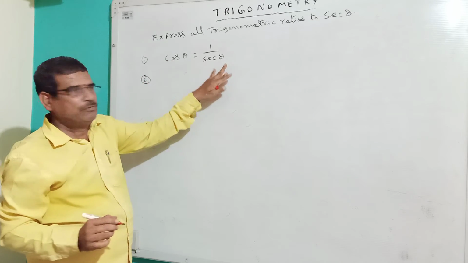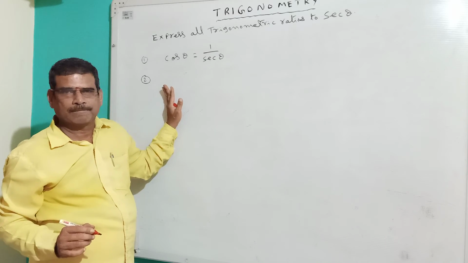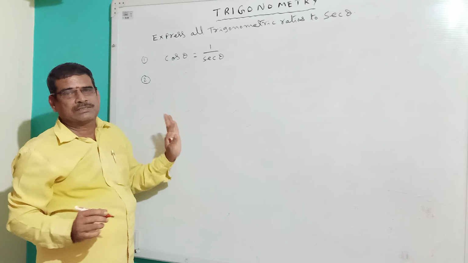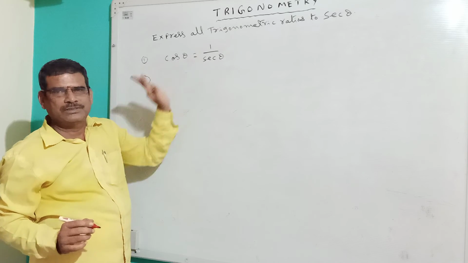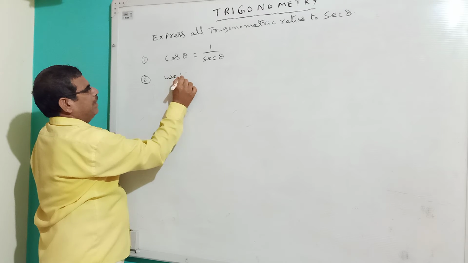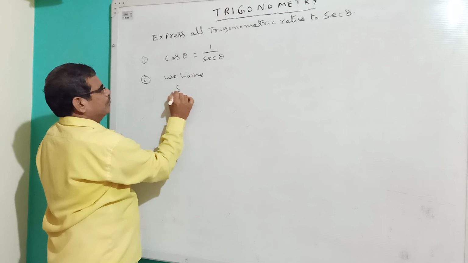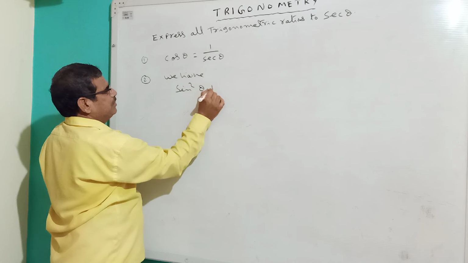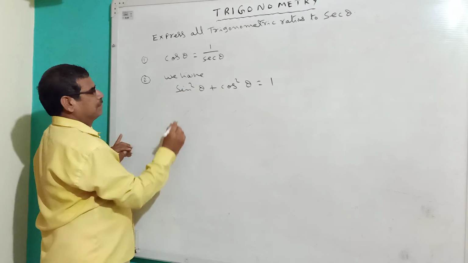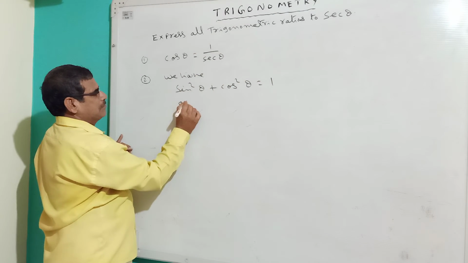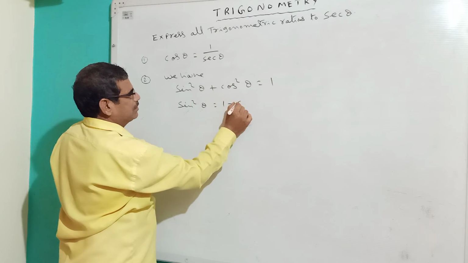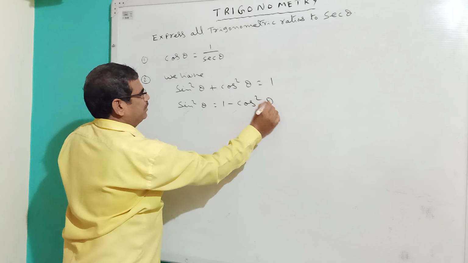Next, cos has come. When cos has come, then go for sin. Sin also has to be converted to secant theta. What is the relation between sin and cos? The identity is there. We have sin square theta plus cos square theta is equal to 1. Sin square theta is equal to, this will go to that side, 1 minus cos square theta.